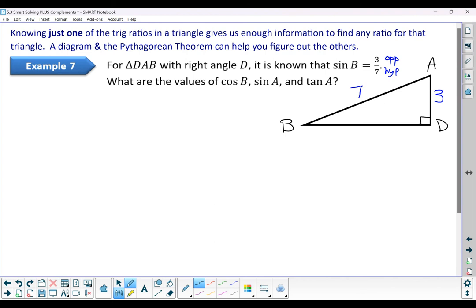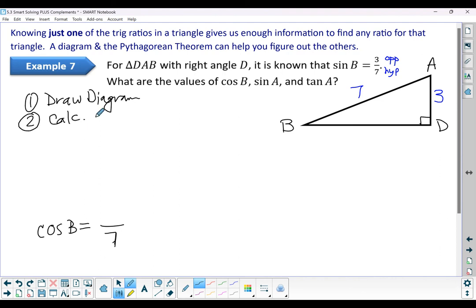We want to write down the cosine of angle B. Well, cosine of angle B is adjacent over hypotenuse, and we know the hypotenuse right now is 7, but I don't have a number to put on top yet. So we are going to calculate. So we first draw the diagram, and now we're going to calculate the unknown side.